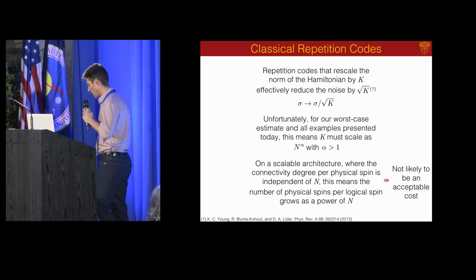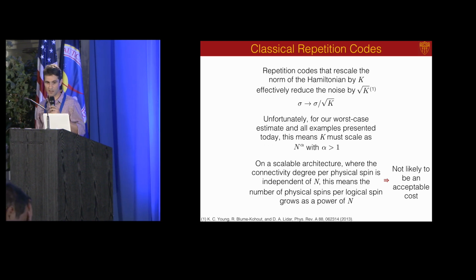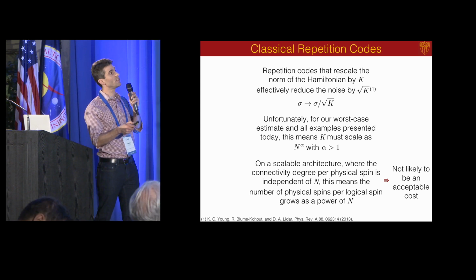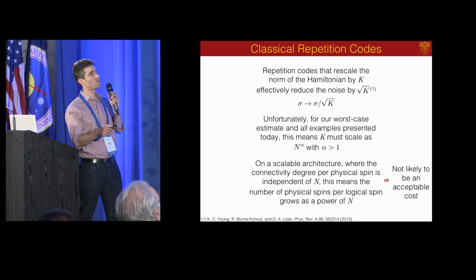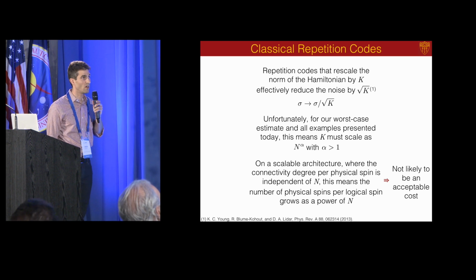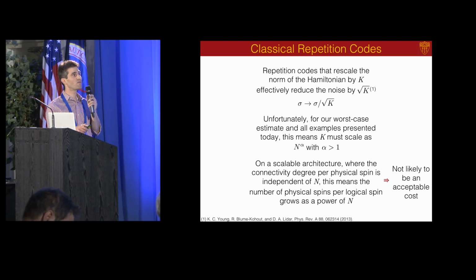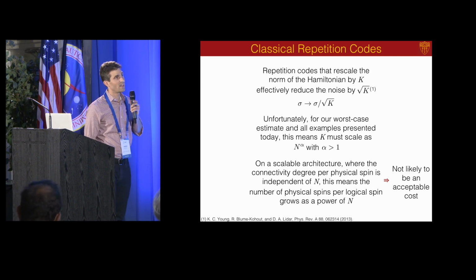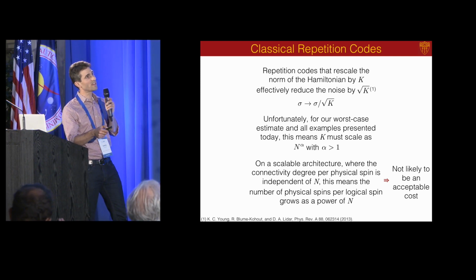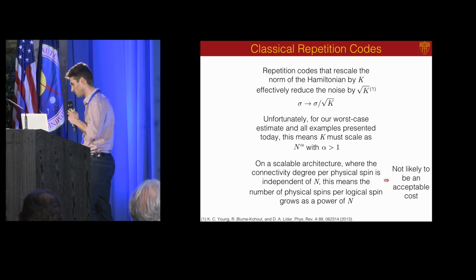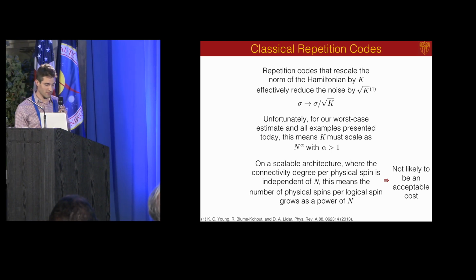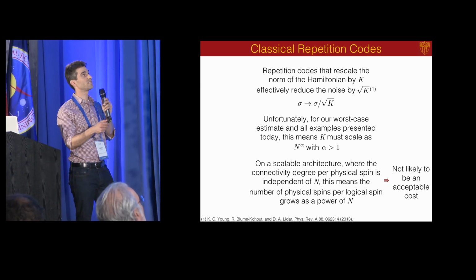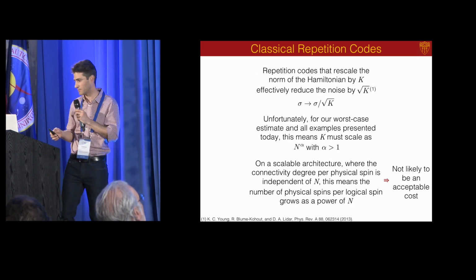Okay? And if you imagine you had a scalable architecture where the connectivity degree of a physical spin is independent of the system size, what this would mean is that the number of physical spins per logical spin would grow as a power of n. And this, I think, is not an acceptable cost. And again, it highlights the importance of having fault tolerance and the fact that this doesn't cut it, at least for these kinds of errors.